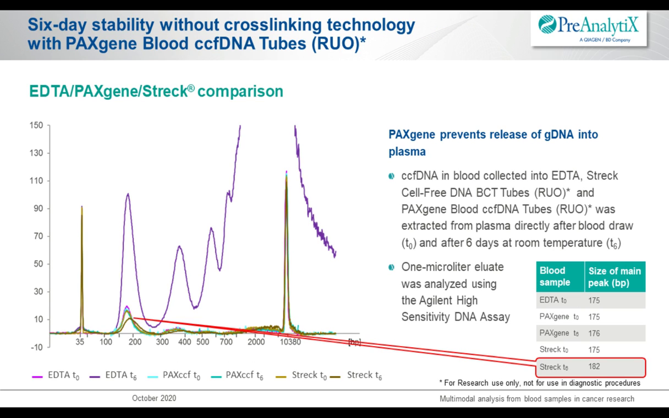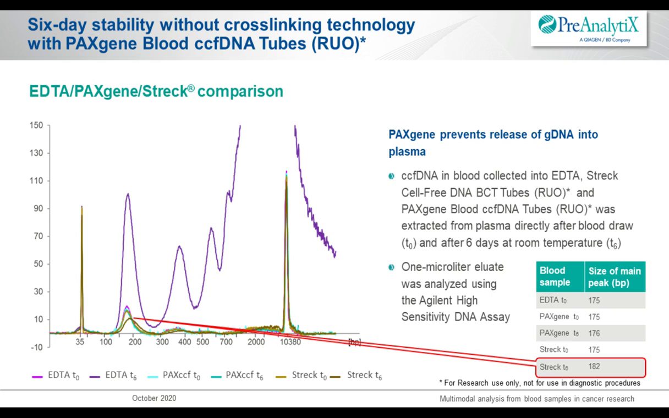If we expand this experiment further, for example, with another tube from the company Streck, which is also very common in the field and widely used, which also has a solution in it that prevents the white blood cells from lysis, you see also from this greenish graph that after 6 days you don't see a massive release of genomic DNA into the plasma. So also this tube is doing its primary job, with no release of genomic DNA.